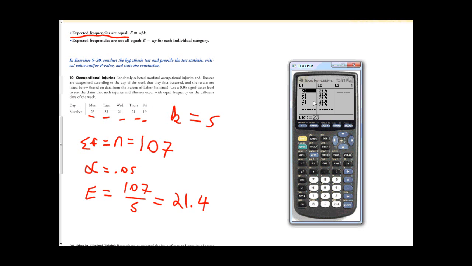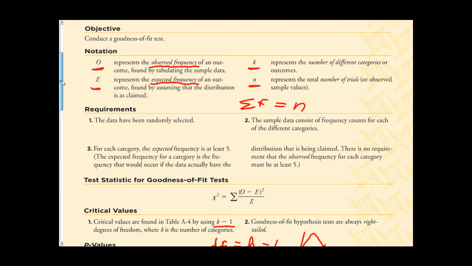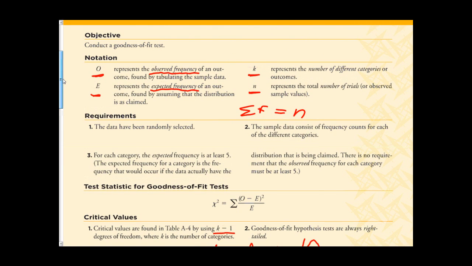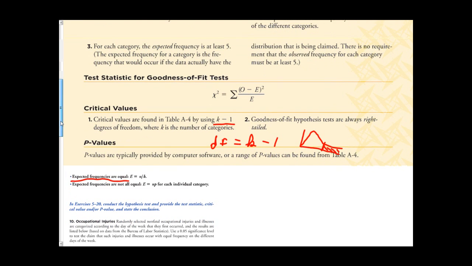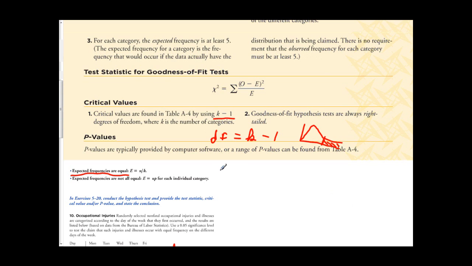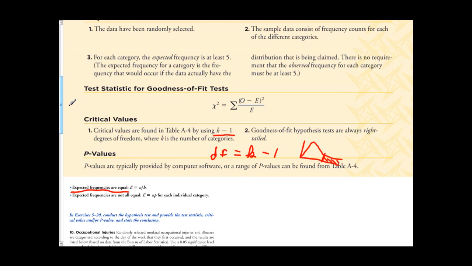All right, so now I'm going to calculate my chi-squared test statistic. The chi-squared test statistic is the observed value minus the expected value, squared. So I'm going to take that difference and square it, divide it by the expected value, and then add all of those up. Remember, the sigma means to add them all up. And that is how I calculate my chi-squared test statistic.